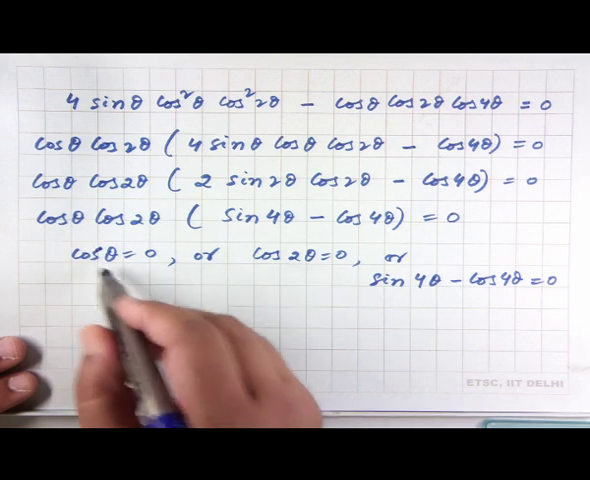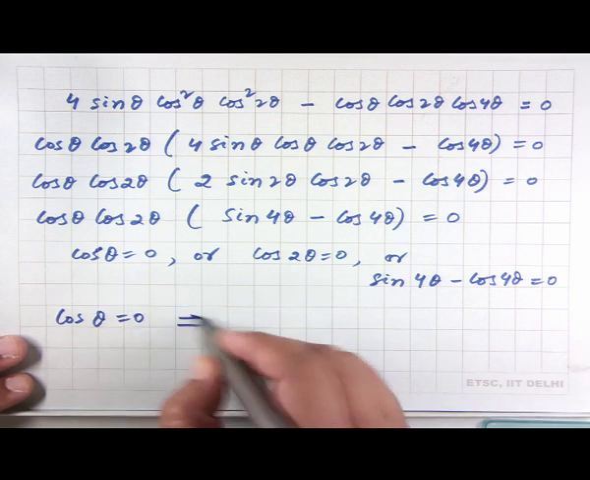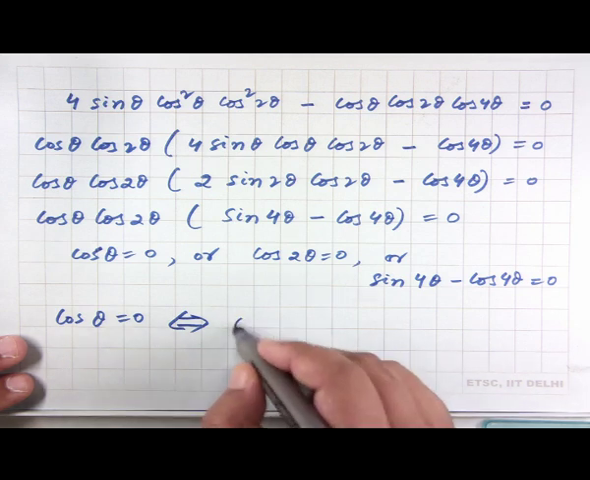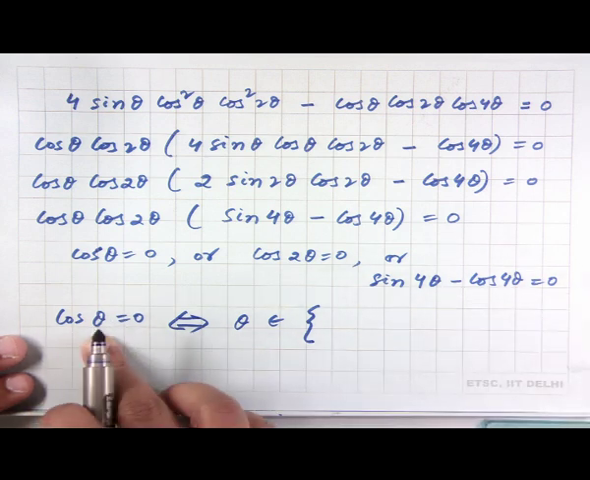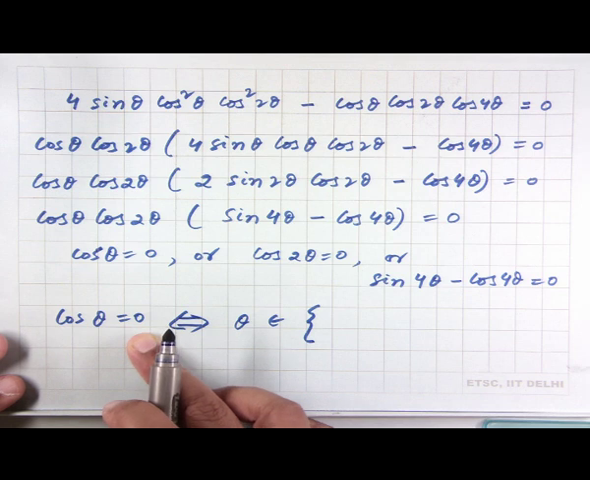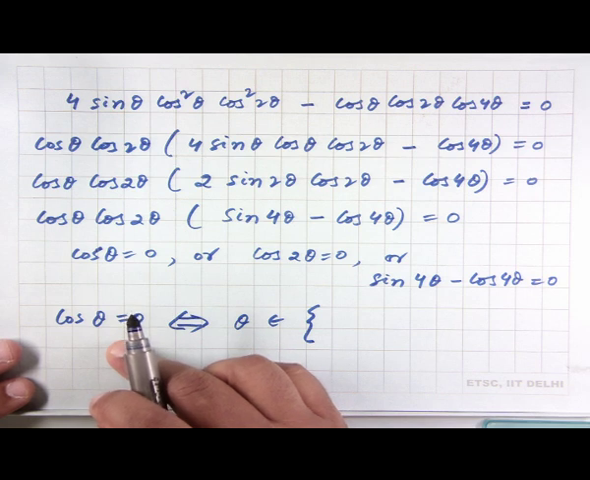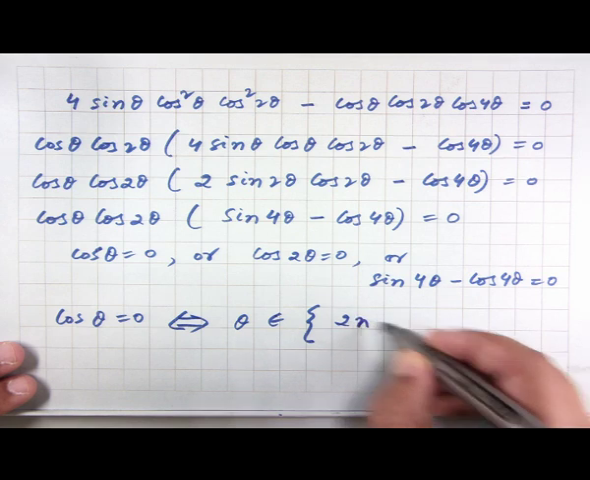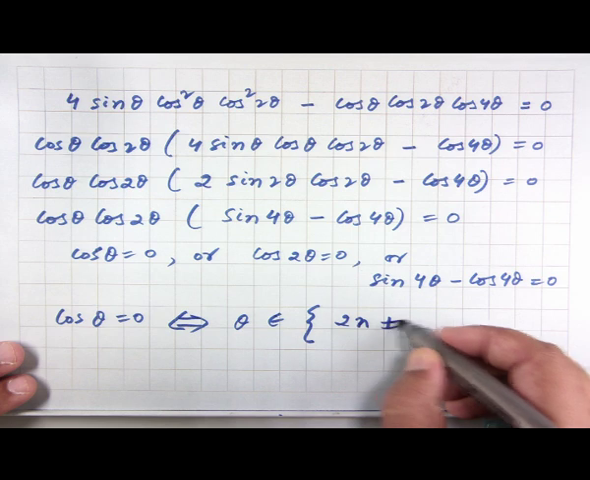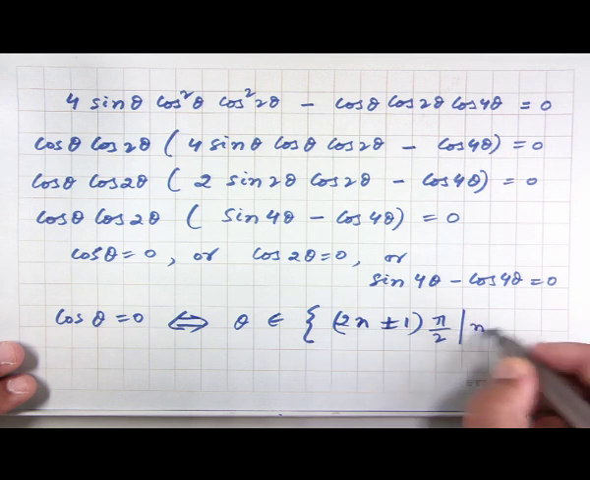So of course we know that cos theta equal to 0 means that theta belongs to the set, because this is of the form cos theta equal to cos pi by 2, and then we can use the general solution to equations of the form cos x equal to cos y. So the solution to this is 2n plus minus 1 into pi over 2, where n is an integer.